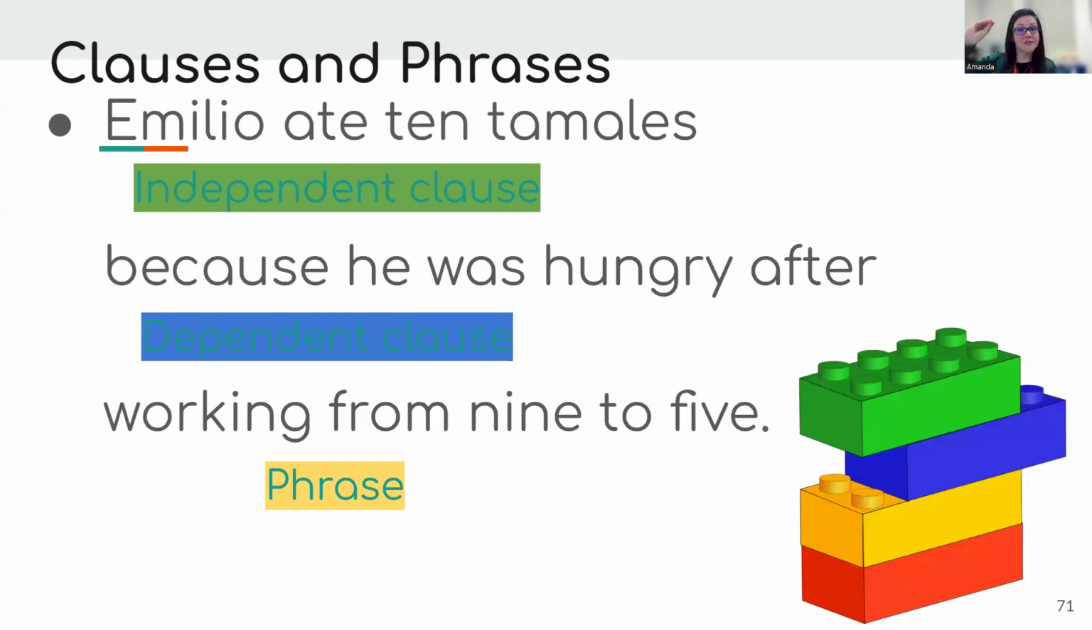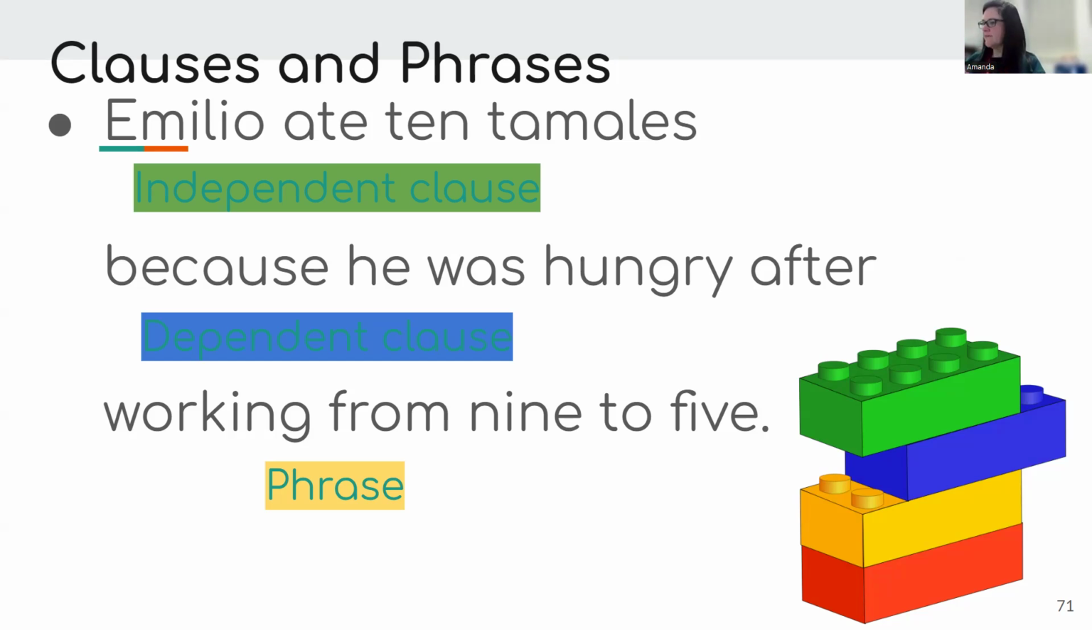So we can put those three together. Our independent clause, Emilio ate 10 tamales. Our dependent clause, because he was hungry, after our phrase, working from 9 to 5. So our new sentence becomes, Emilio ate 10 tamales because he was hungry after working from 9 to 5.